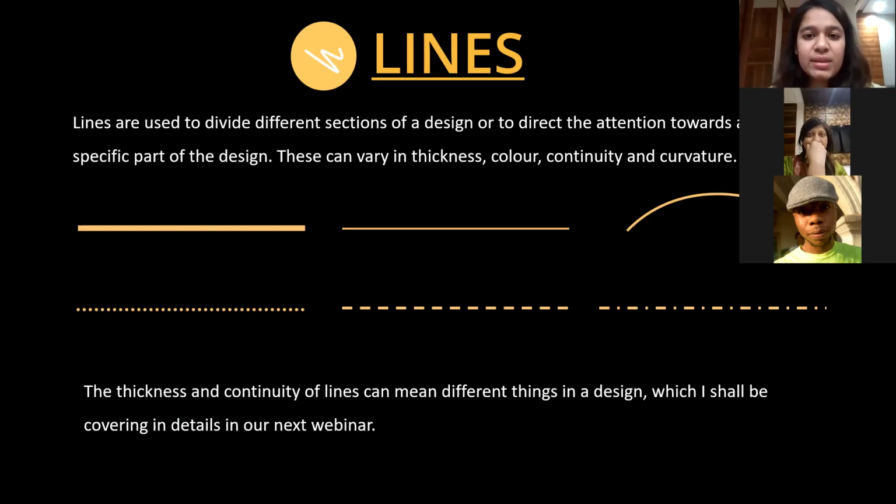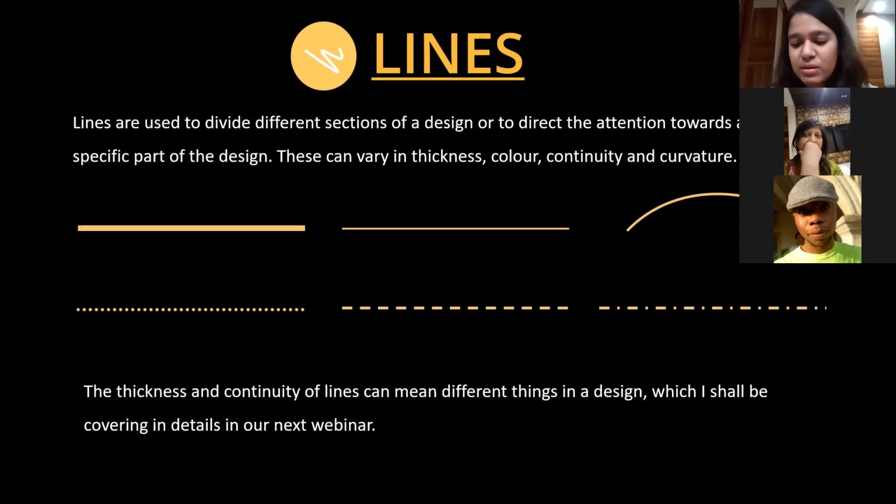And lines can vary in thickness, color, continuity, and curvature. So over here, the first line is very thick, and the second one, which you are seeing, is a bit thinner. These actually mean a lot when it comes to designing. You might just think that it's just a variation in width, but when it comes to designing, it can signify different things. Curvature includes curves or straight lines, and continuity means dotted lines, dashes and dots, and continuous lines, right? So the thickness and continuity of lines can mean different things in a design, and I shall be explaining these in my following webinars.